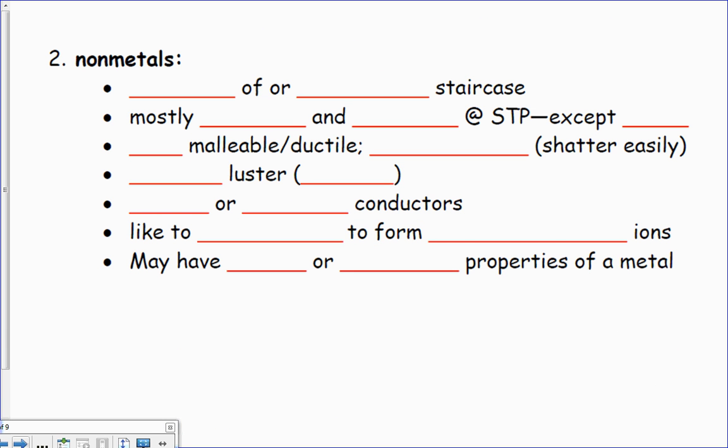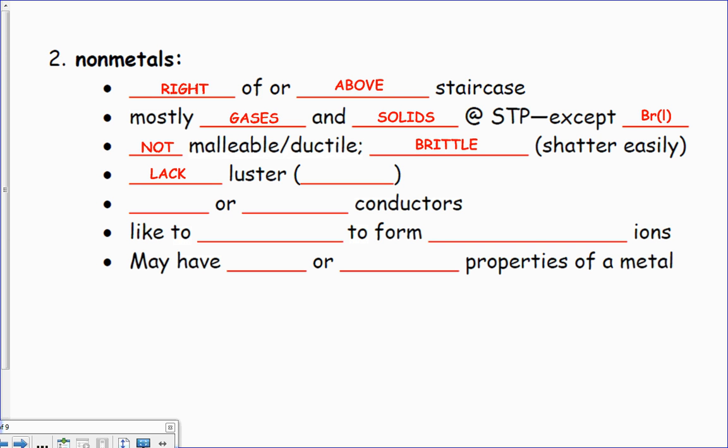Nonmetals, we're going to find, are basically opposite in every regard. They're going to be to the right or above the staircase. Most of them are gases and a few solids, except, of course, for the one liquid, beryllium. I'm sorry, bromine. Misspoke. Beryllium's Be. They are not malleable. They are brittle. That means they shatter easily. They lack luster, which is shine.